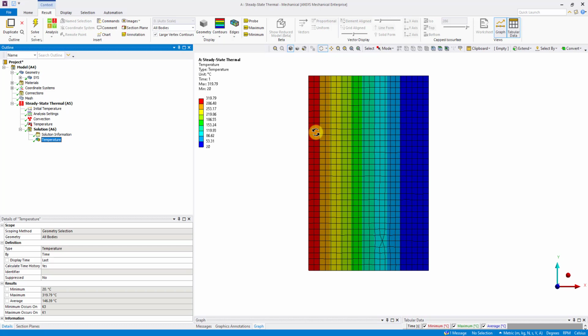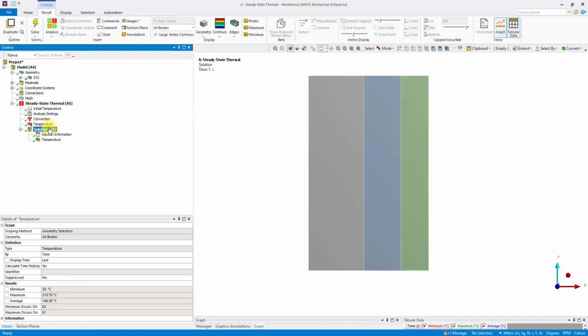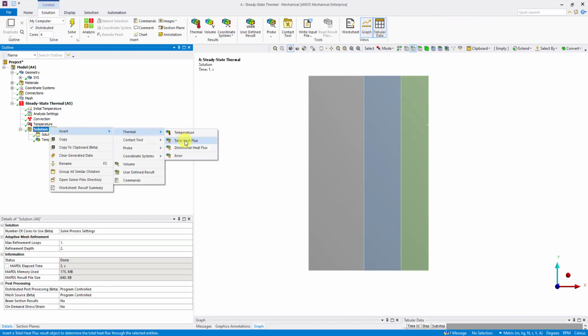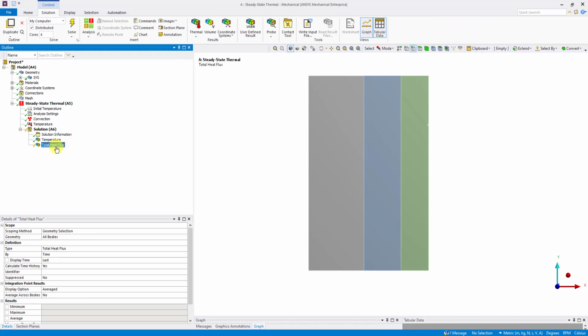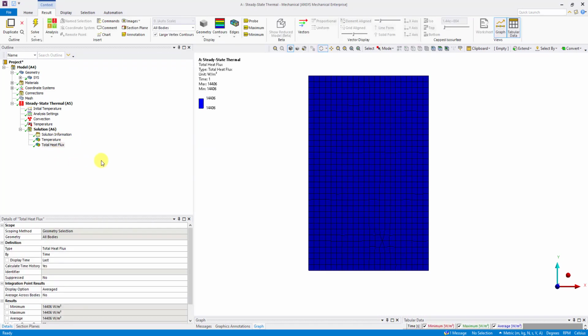So we will also find out the total heat flux to understand what the heat transfer is. It's 14406 watt per meter square.